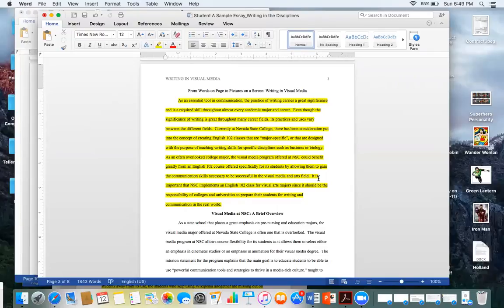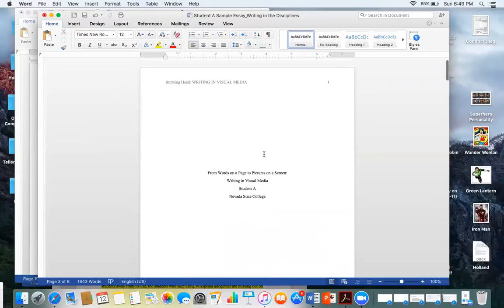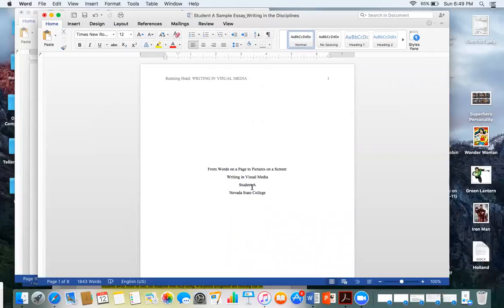But let's actually go to the student models. So this first model that we're looking at, this is going to be student A sample essay, and this is an essay on writing in the disciplines. So for those of you doing that first paper prompt choice, this is going to be one of the models that you're going to want to look at.